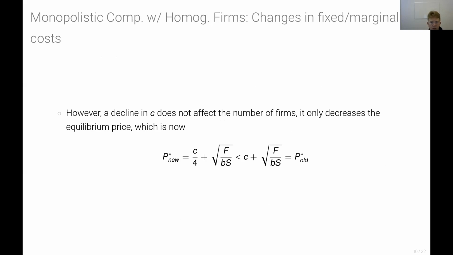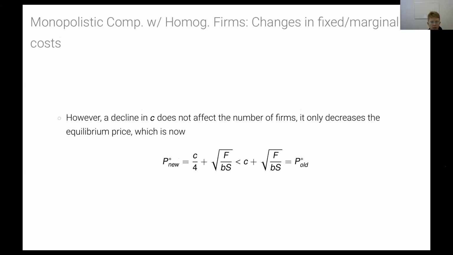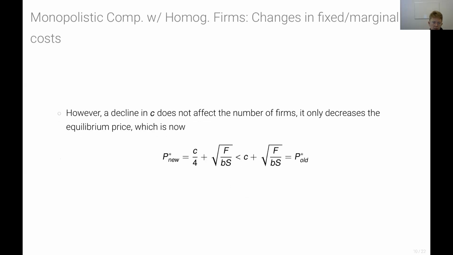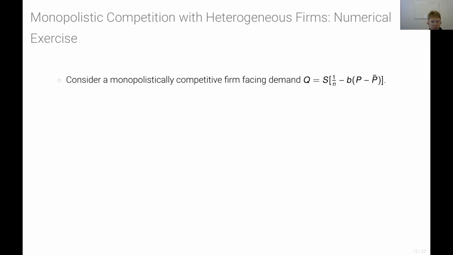And so it's only going to decrease the equilibrium price, which now, if C gets divided by 4, then all we can compare is just the new price compared to the old price. And obviously C divided by 4 is smaller than C, and so the new price is now lower than the old price, but the number of firms is the same.